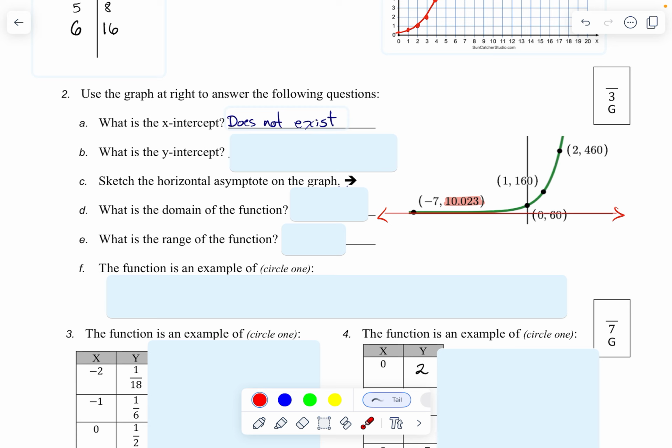For the y-intercept, I can see that clearly on the function. That's going to be the point 0, 60. So anytime I'm looking for a y-intercept, my x value always has to be 0. Sketch that horizontal asymptote. Well, it appears to be about there.